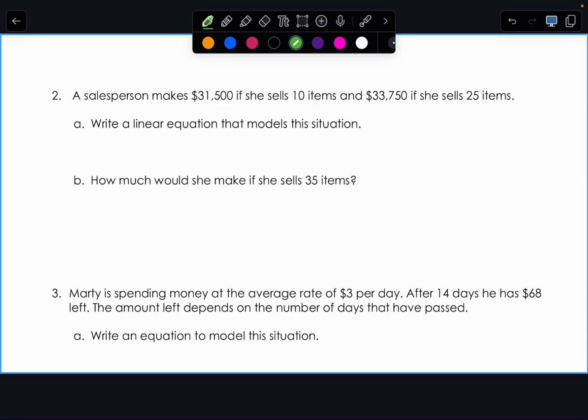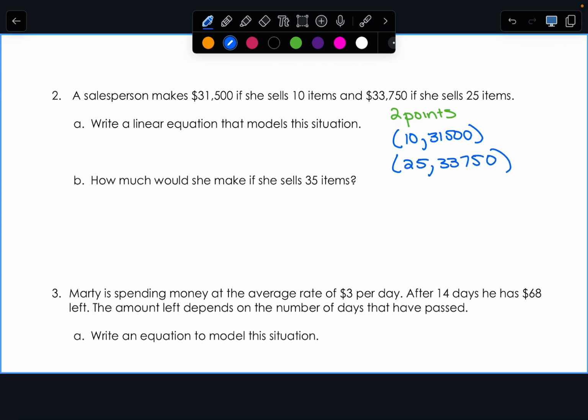So 2, a salesperson makes $31,500 if she sells 10 items, and then $33,750 if she sells 25 items. I have 2 points here. I'm going to put the 10 first because the 31,500 depends on the 10. So 10 is the independent item. And our second one is 25, and then 33,750.